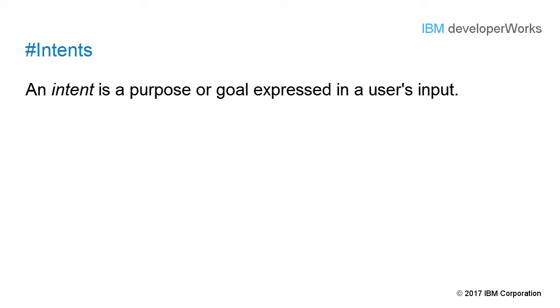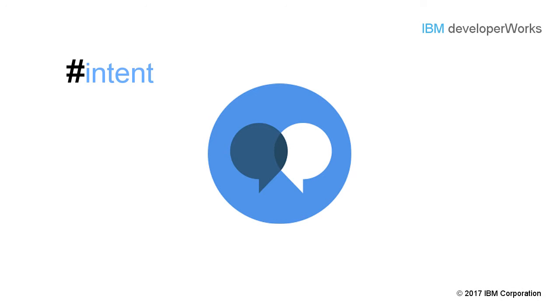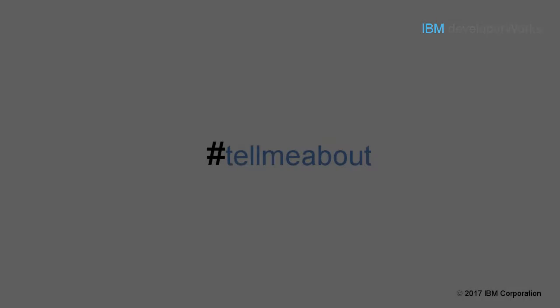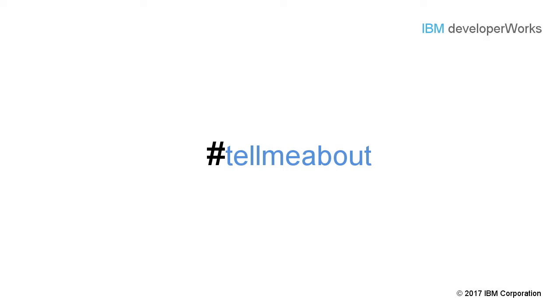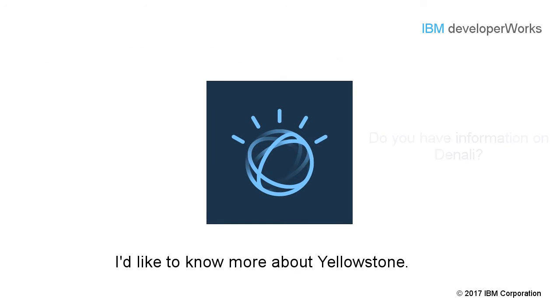So let's quickly refresh our memory. As we learned in a previous section, an intent is the purpose or goal expressed in a user's input. In order to use intents within our conversation, we need to train the Watson conversation service to identify the specific intents that are to be used by our application. As we described earlier, one such intent might be to tell me about something, or to describe it. So how do we train Watson to identify user utterances that express the purpose or goal of wanting to be told about something?